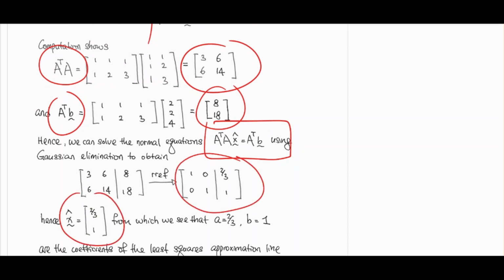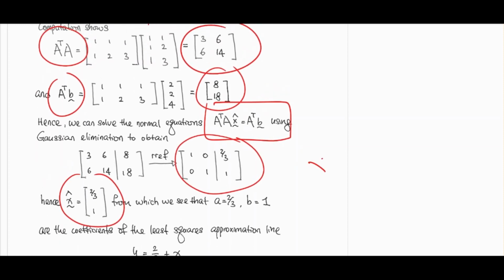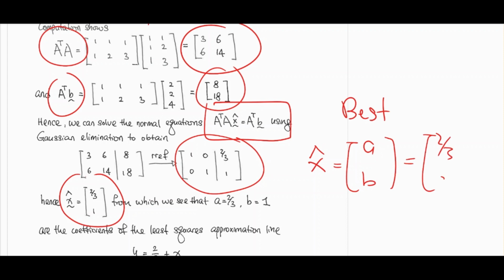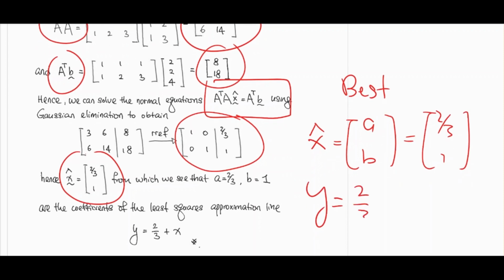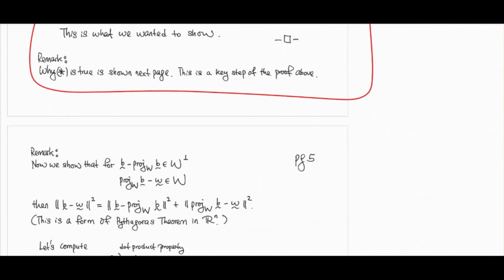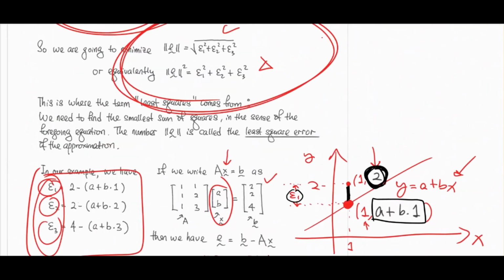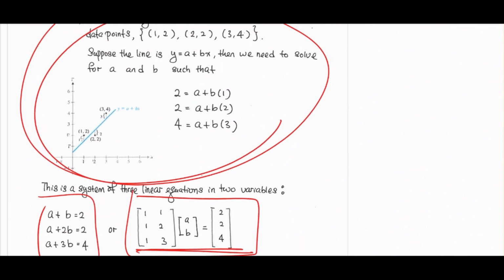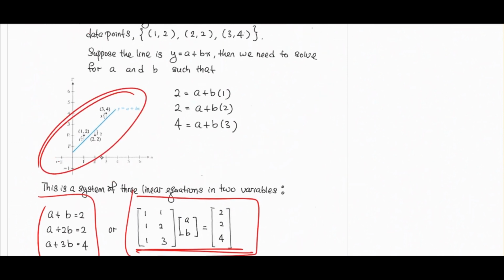So x hat is our 2 over 3 and 1. X hat right here is 2 over 3 and 1. And if you take this as our A and B, the best A and B that minimize error, we realize that's 2 over 3 and 1. Okay, y equals 2 over 3 plus b, which is 1x. This is the line that will give us the least square solutions. This is the line right here. If you look at the very beginning, this is the line that will give us the least square solutions.